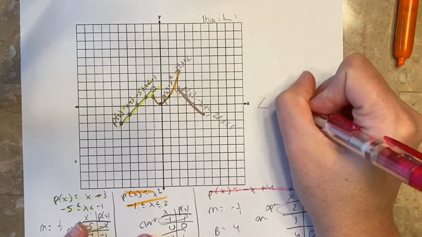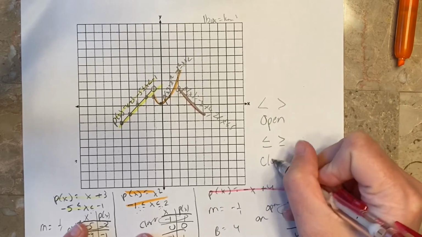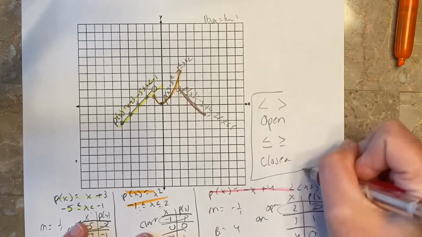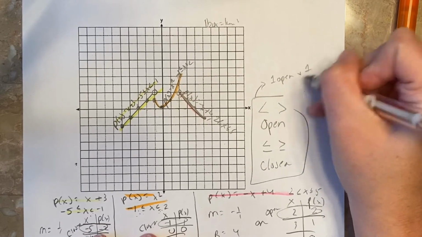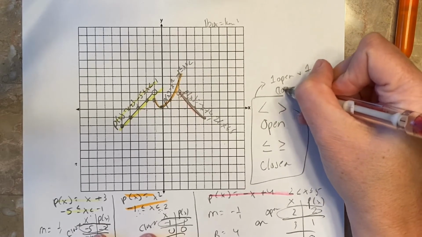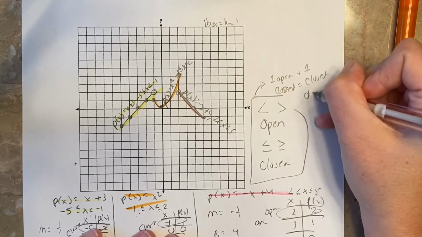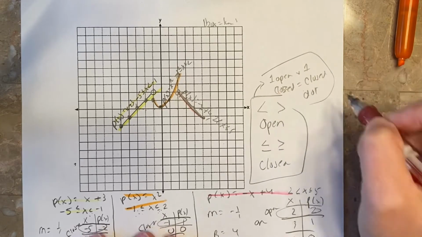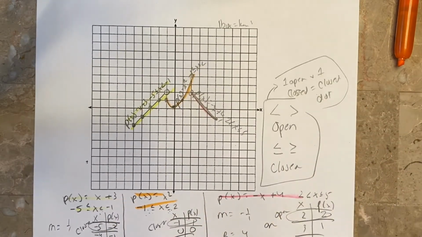All right, so let me remind you, this or this was open, and anything with a line underneath it is closed, so that's good to know. Here, if you ever have one open and one closed, you guys probably remember, it is a closed dot. So one of each would be closed. If you have one open and one closed, you would close it. All right, so I think everything is graphed.